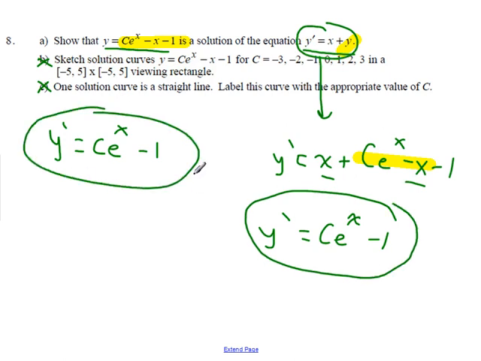This is kind of like geometric proofs where you're given two things and you need to show that they are the same thing. But it's introducing the idea again that we have an equation that has a differential in it, a derivative in it, and then an equation that doesn't, and we want to show that the equation that doesn't have a derivative is a solution to the differential equation.